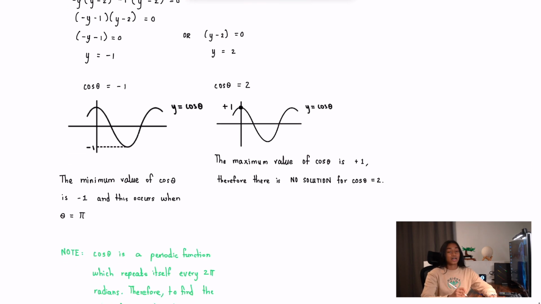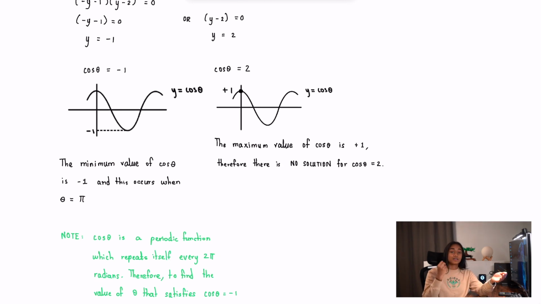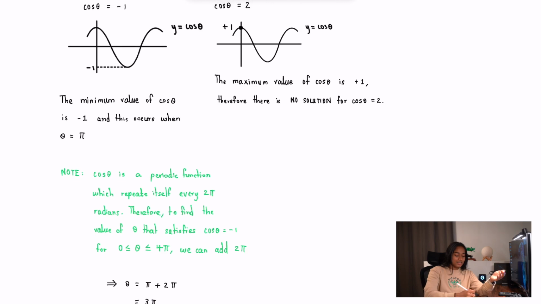Now we're going to use our vast knowledge of graphs. So we know what our cos graphs look like. So we have cos theta is equal to minus 1 as well as 2. So the minimum value of cos theta is minus 1, and this occurs when theta is equal to pi, right? So we know as well that the max value of cos theta is equal to plus 1, therefore there is no solution for cos theta is equal to 2. That is irrelevant. But we can also note that cos theta is a periodic function, so that means it repeats itself every 2 pi radians.